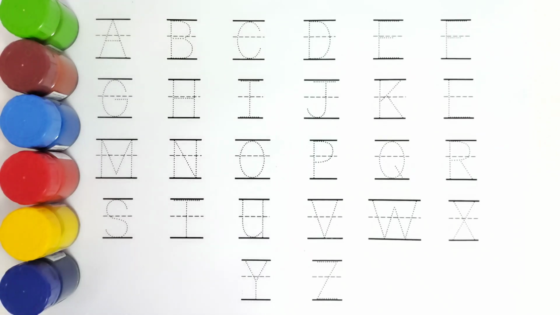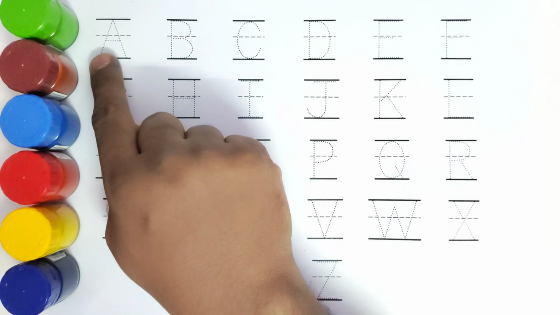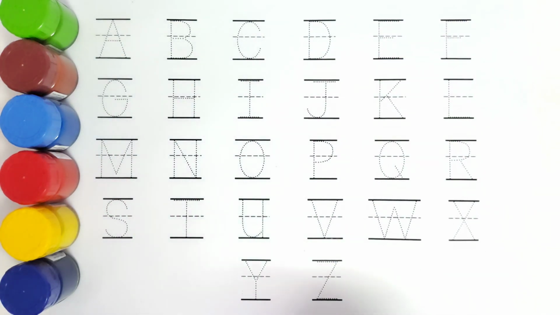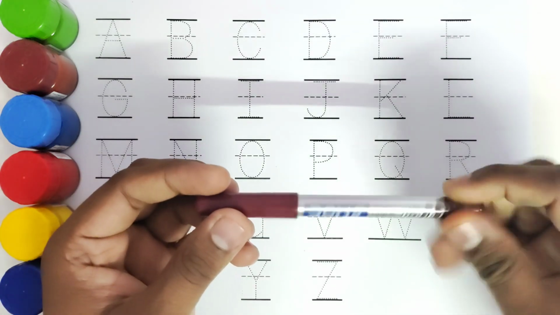Today we are going to learn alphabets. We will be tracing all these alphabets one by one with different colors. Let us get started. This is brown color.